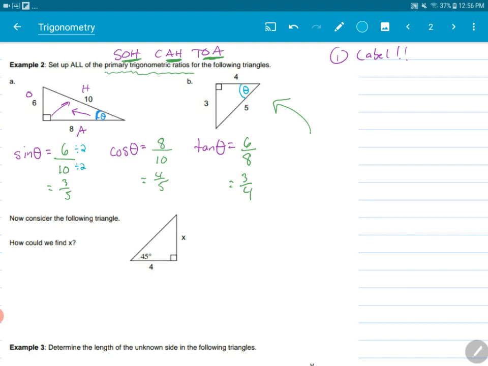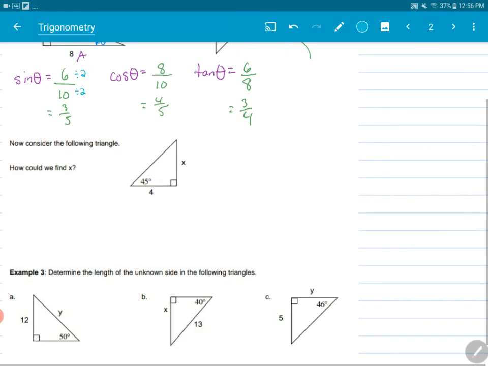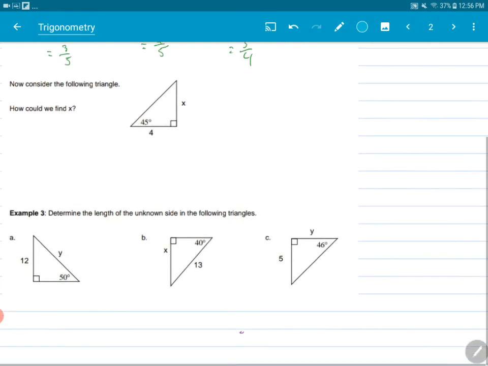Now what's the point of all this? We did some labeling and we found some fractions, but what does that mean? We haven't really done a whole lot of math yet and solving things, so we're going to try here. In this question, consider this triangle here. We have an angle, we have one side length, and we're missing one. How do we find x?